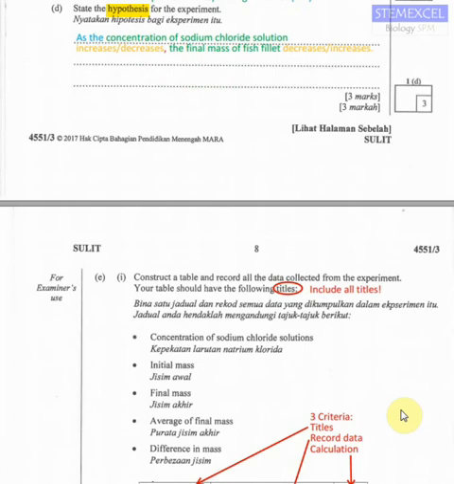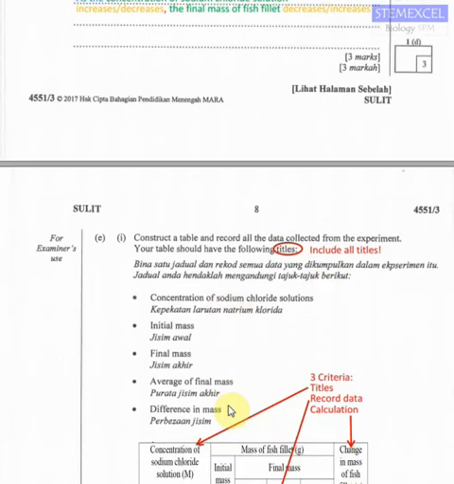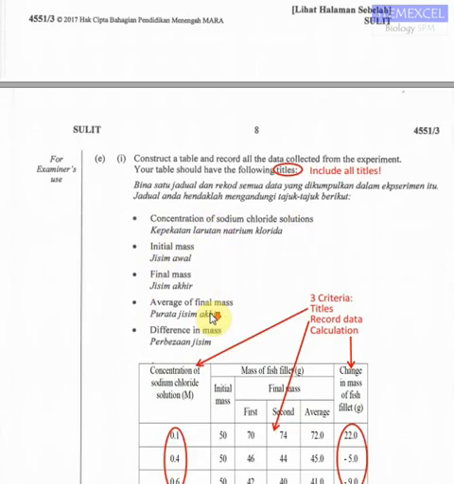Next, you are usually asked to construct a table to record all the data from the experiment, and usually they will provide you with the titles that need to be in the table. So when you are provided the following titles, make sure to include all of them in your table. Here you are supposed to put in the concentration of sodium chloride solution, the initial mass, final mass, average final mass, difference in mass. So if you look at all of this, they can be broadly categorized into two things. One here would be your manipulated variable, and the rest will be somehow related to your responding variable. Manipulated variable will usually be placed on the left, and the rest of it will be placed on the right.